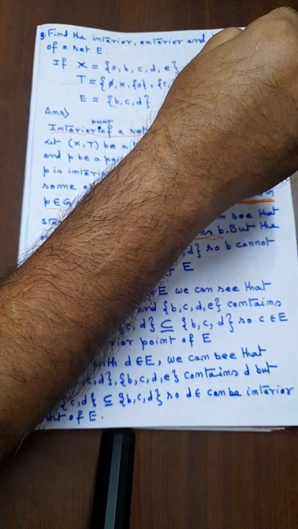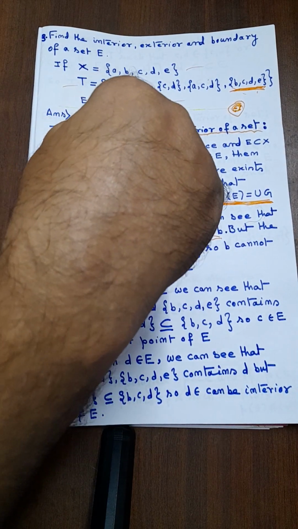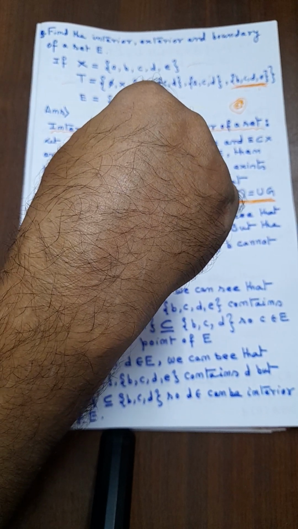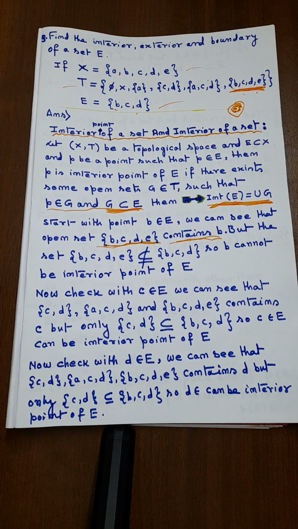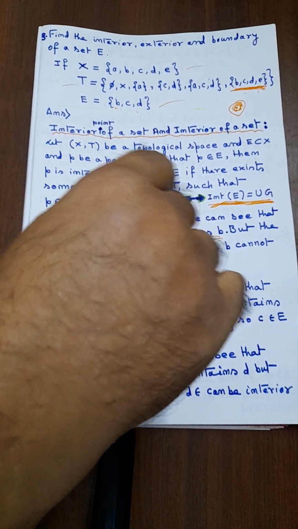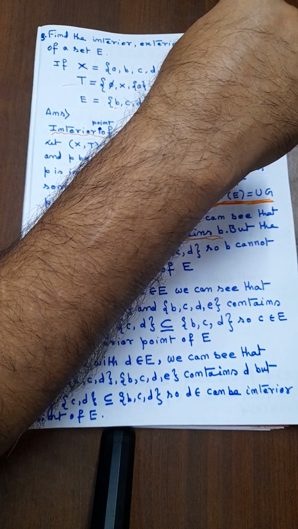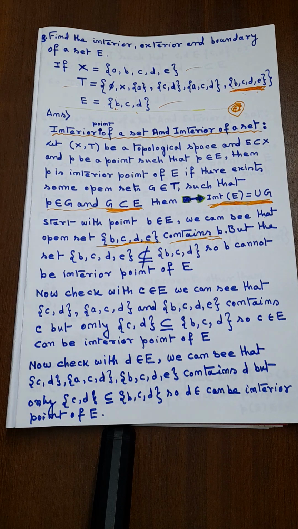Yes, in this open set the point B is contained. But what is the definition? That open set should be a subset of E. Only then can we say it is an interior point, else we cannot. So here we can see that {b, c, d, e} is not a subset of E. Because this is the only open set which contains B among all of the open sets, we can say that B is not an interior point, right?